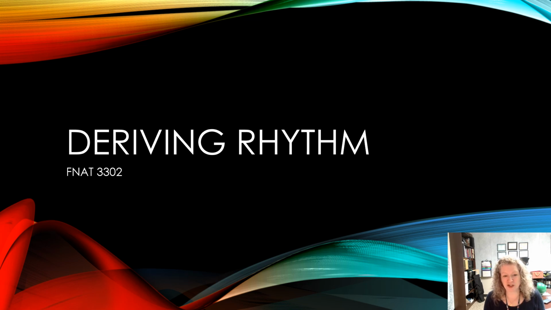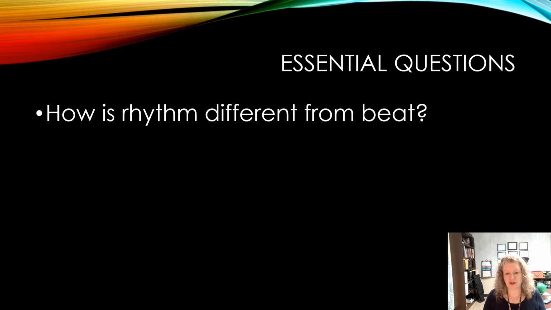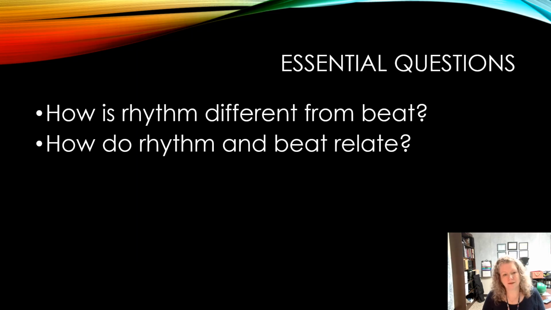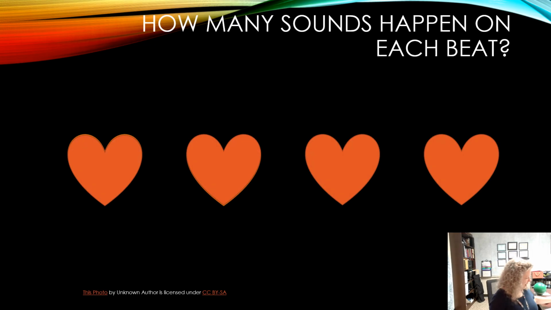In this lesson, we're going to derive the rhythm of bounce high, bounce low that we sang in the last lesson. A couple of questions that we're going to answer in this lesson are, how is rhythm different from beat? How do rhythm and beat relate? So let's move on to bounce high, bounce low, and let's figure out how many sounds happen on a beat.